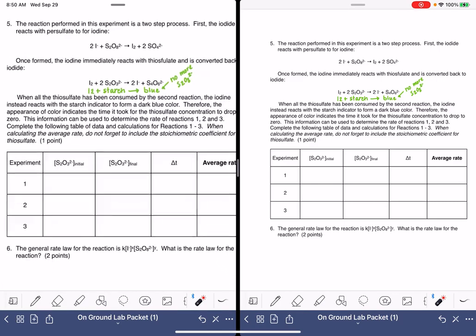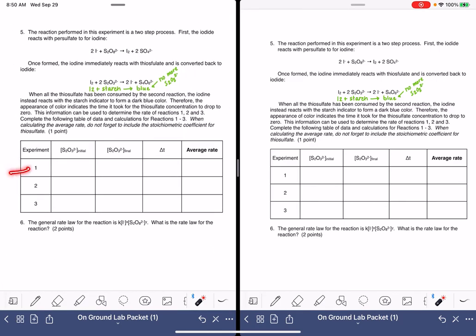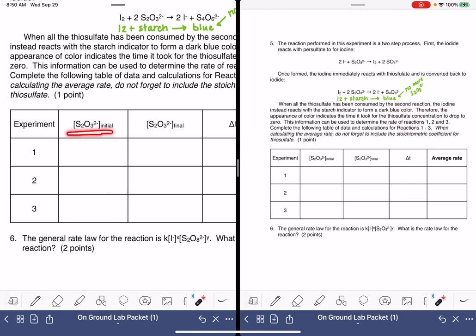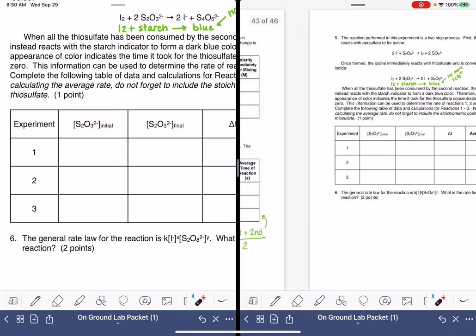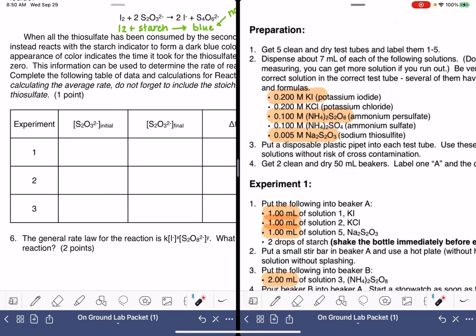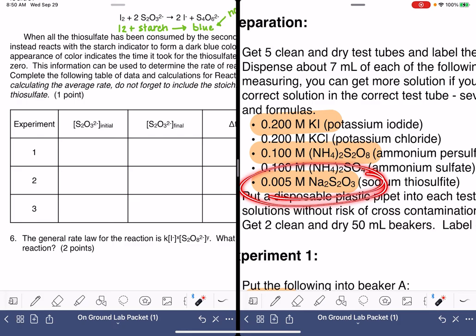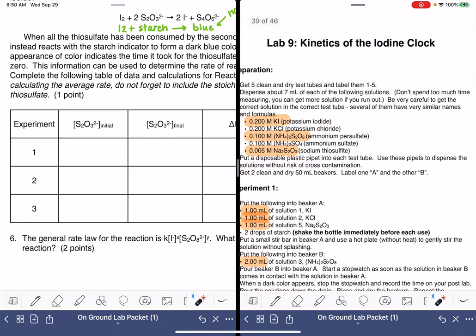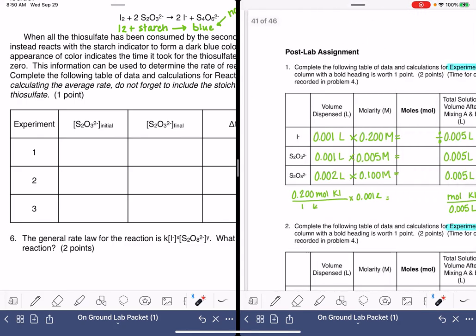Let's keep that in mind, and let's move down to the data table for experiment number 1, 2, and 3. So the first thing that you're going to be reporting in this experiment is the initial concentration of S2O3 2- for each one of these different trials. Now, don't get confused. It is not literally the initial. So we're not going all the way back here and pulling this number. We want the initial amount in the beaker before the reaction started.